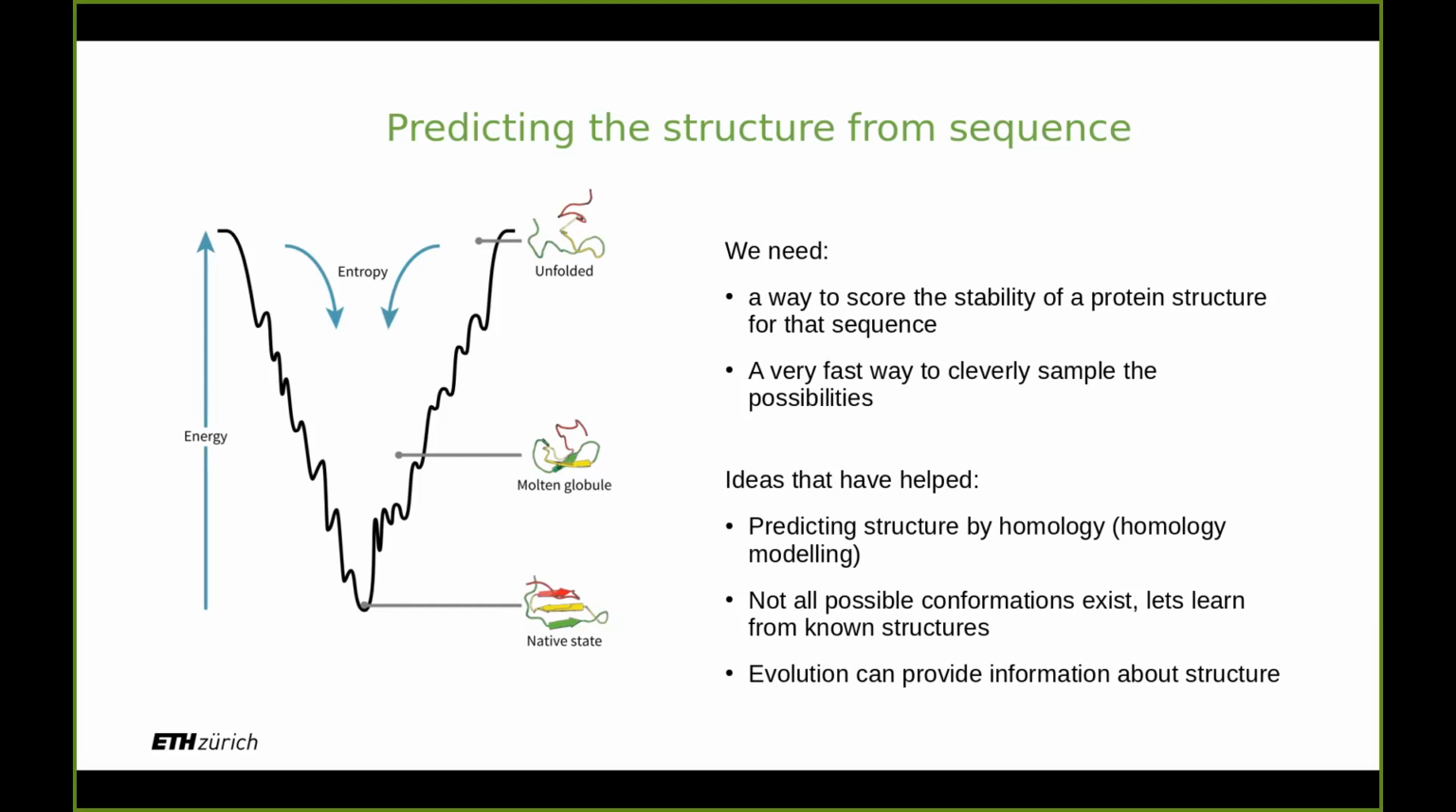So what are some ideas that have helped in predicting structures from sequence? One is simply homology, as I just described. Another is that not all possible conformations exist in nature, so there must be ways of learning from existing structures which conformations are simply impossible, and therefore there's no point in searching through them. And the other very key idea is that evolution, in particular co-evolution, provides information about the three-dimensional shape of the protein. That has been a key idea in developing very good structure predictors.